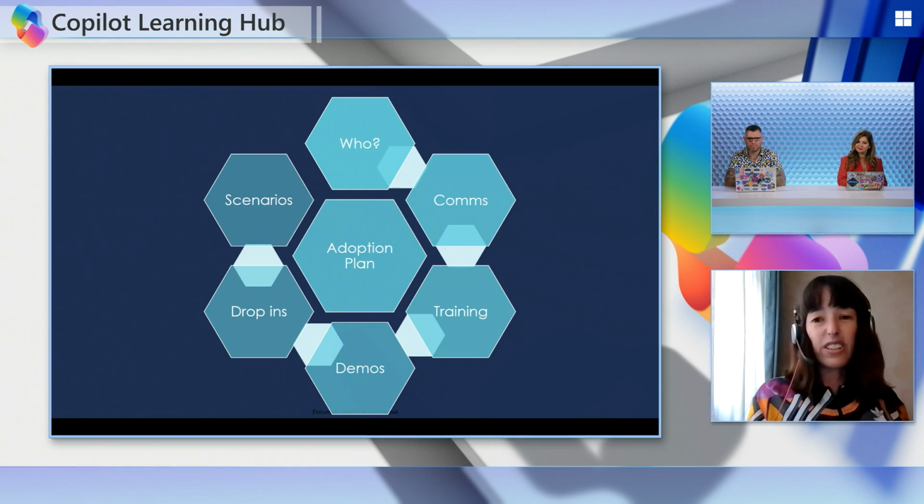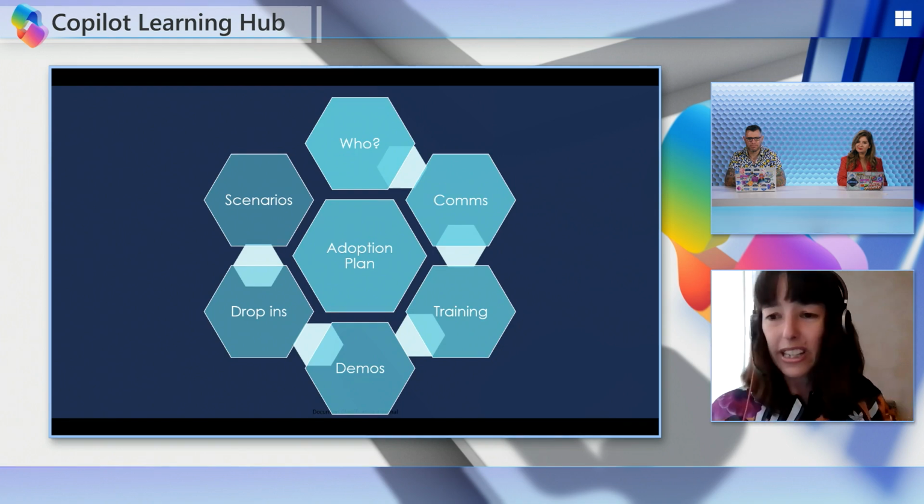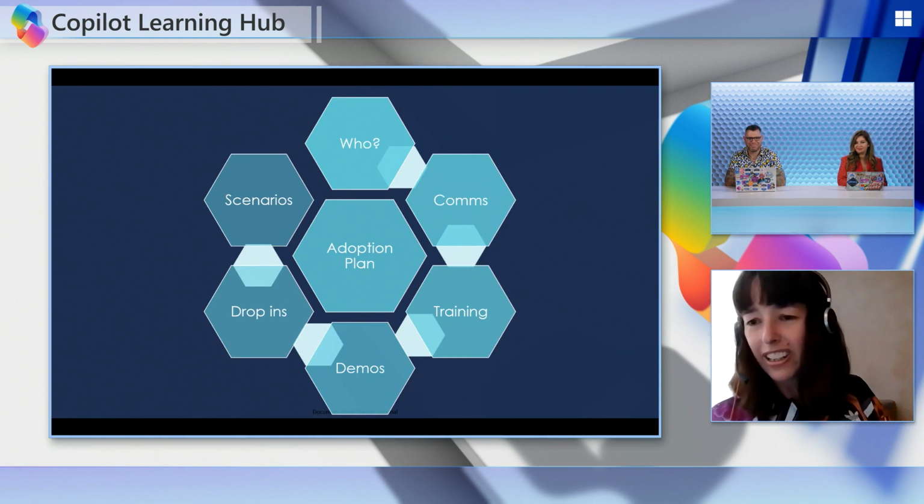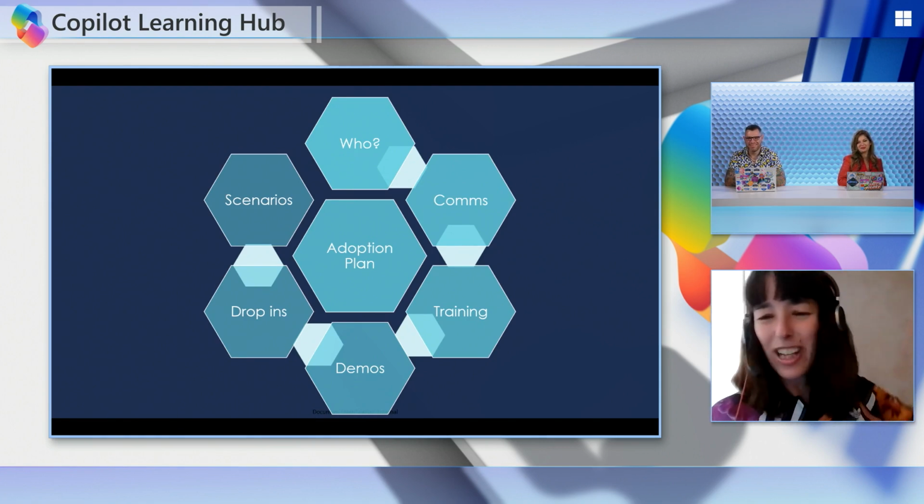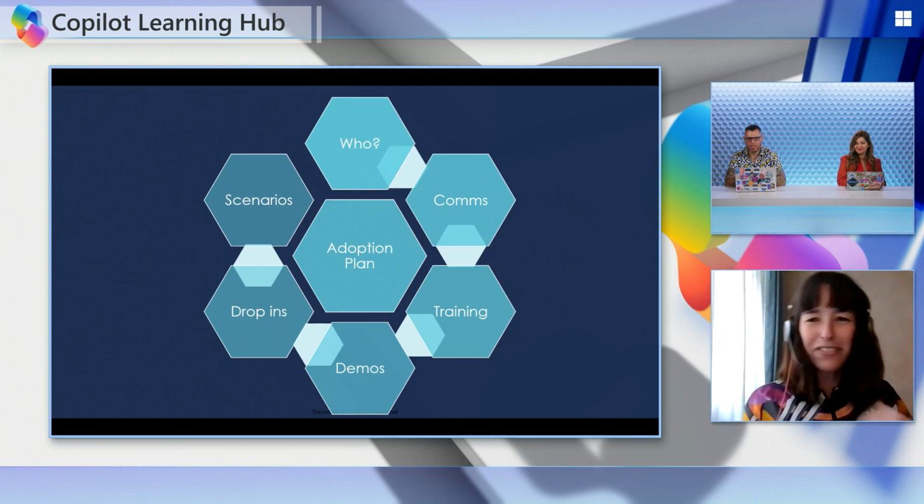Then the other thing is comms. So again, your stakeholder comes in here, your senior one. He's going to be there at the town halls shouting about how great Copilot is and how it's coming soon and it's going to be brilliant for everyone.